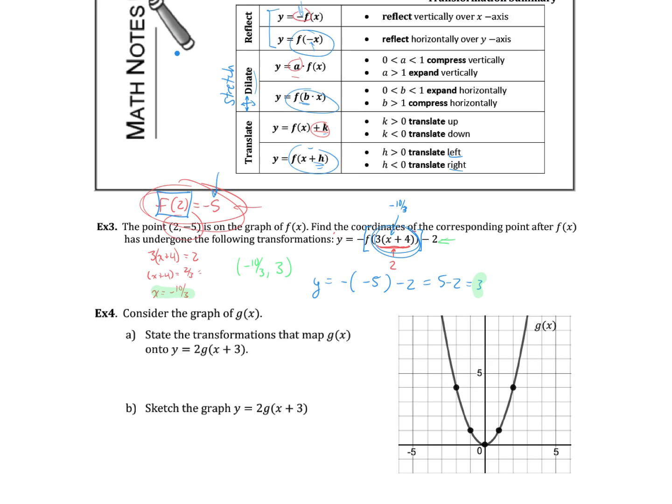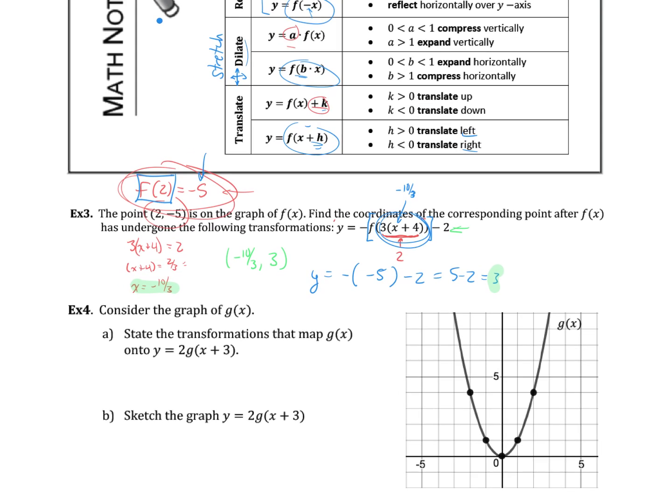Could I have done that with transformations? Let's talk about that with transformations, because we can do that now. We couldn't have done that a few days ago. So let's start over here a little bit, and let's talk about this.